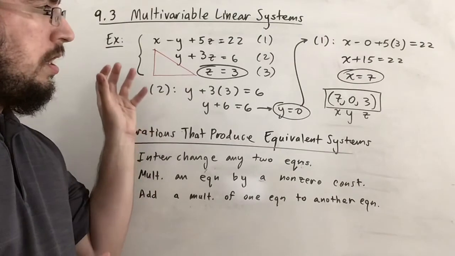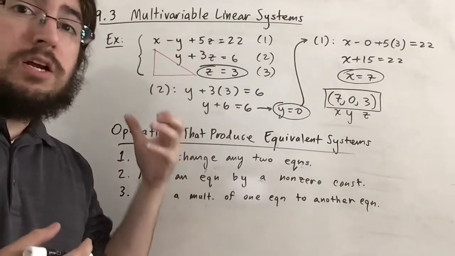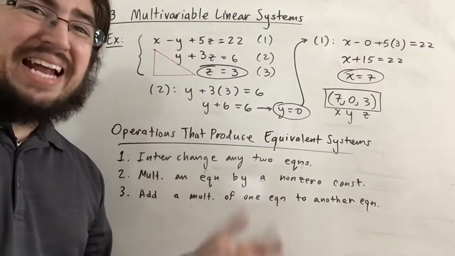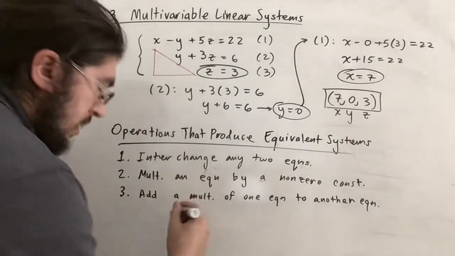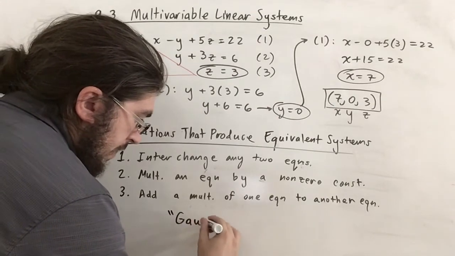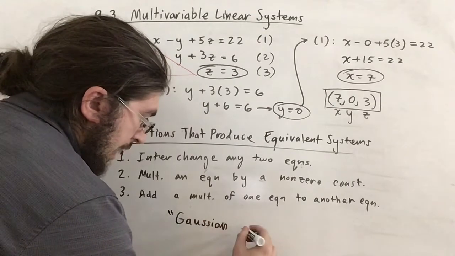Now the process of using these equation operations to convert any system into this so-called upper triangular form, and then solving by back substitution, is known as Gaussian elimination. Named, of course, after the famous mathematician Gauss.